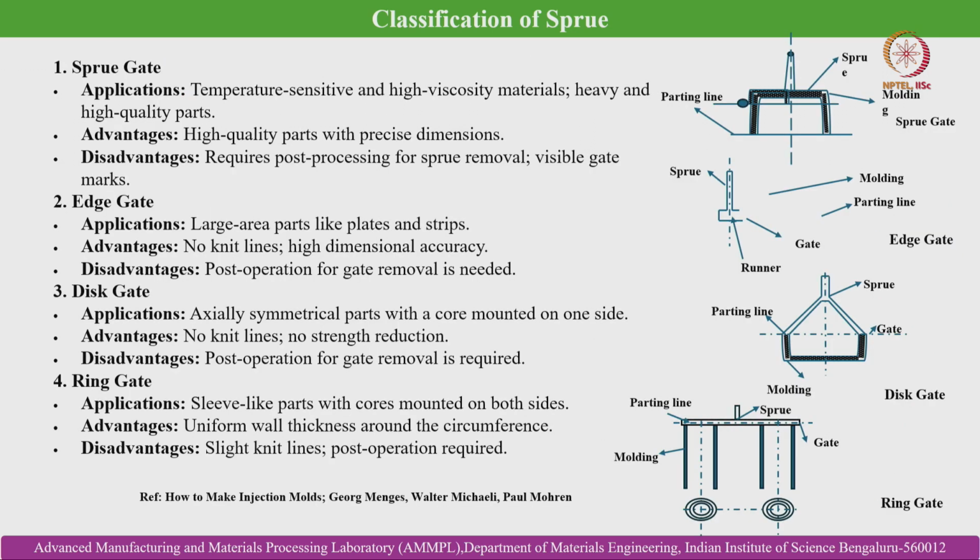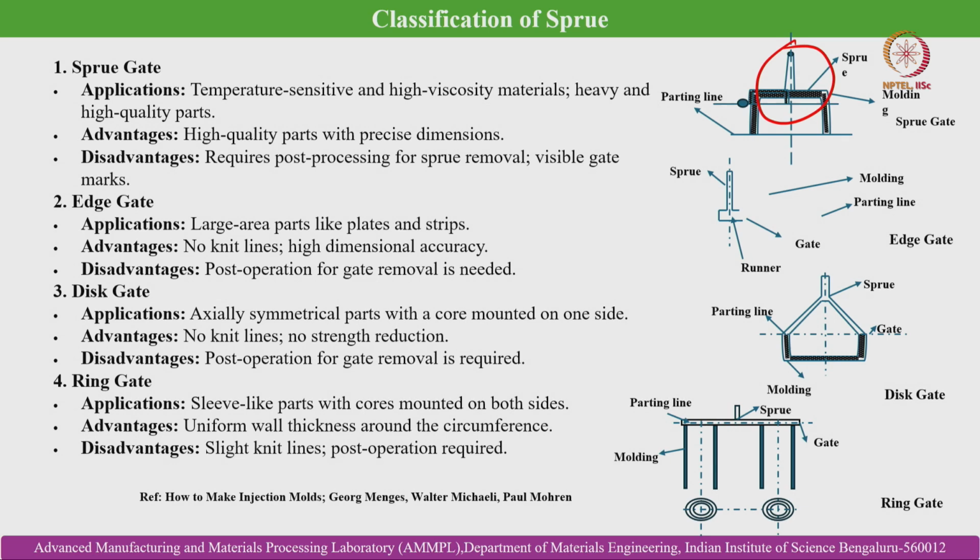Yeah. So, sprue gate. This is a typical example of a sprue gate, where the sprue is directly releasing the melt into the component cavity, and there is no runner system present in this case. You can see the negative taper here, showing a diverging geometry. The applications are temperature sensitive and high viscosity materials, and heavy, high quality parts.